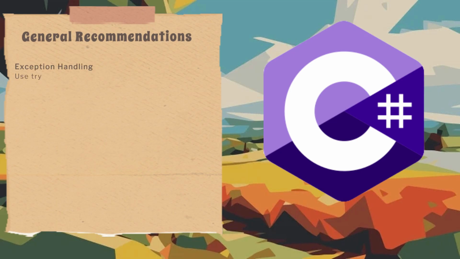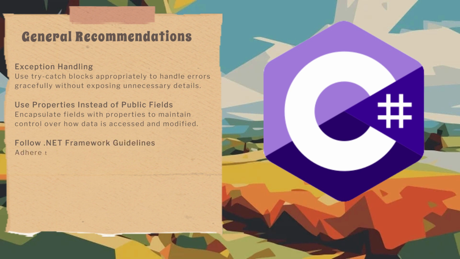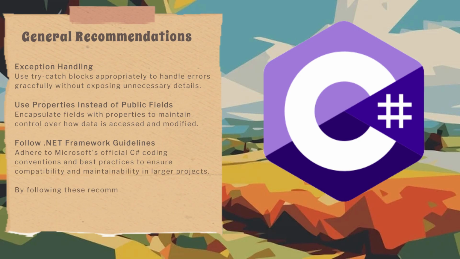Use try-catch blocks appropriately to handle errors gracefully without exposing unnecessary details. Encapsulate fields with properties to maintain control over how data is accessed and modified. Adhere to Microsoft's official C# coding conventions and best practices to ensure compatibility and maintainability in larger projects.